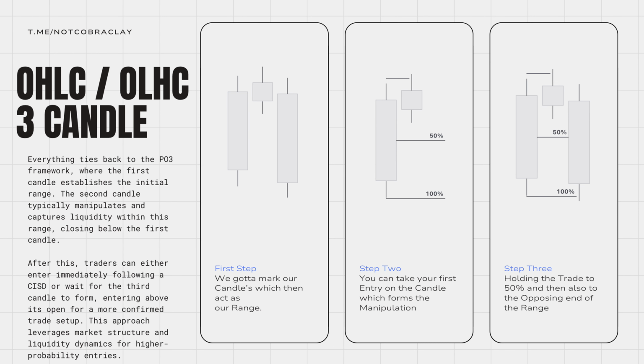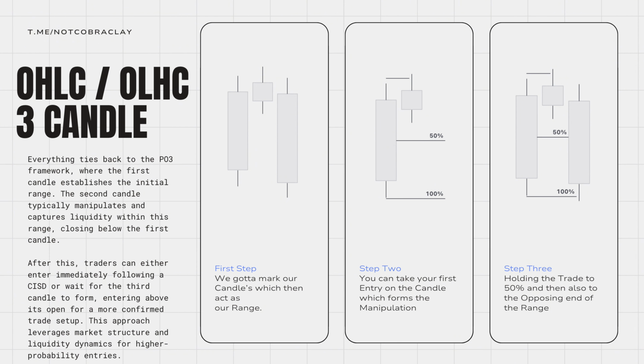Here you see the open, low, high, close, OLHC, with three candles as an example. Everything ties back to the power of 3. The power of 3 is three candles, where the first candle establishes the initial range, which could be Asia, day 1, week 1 or week 2.